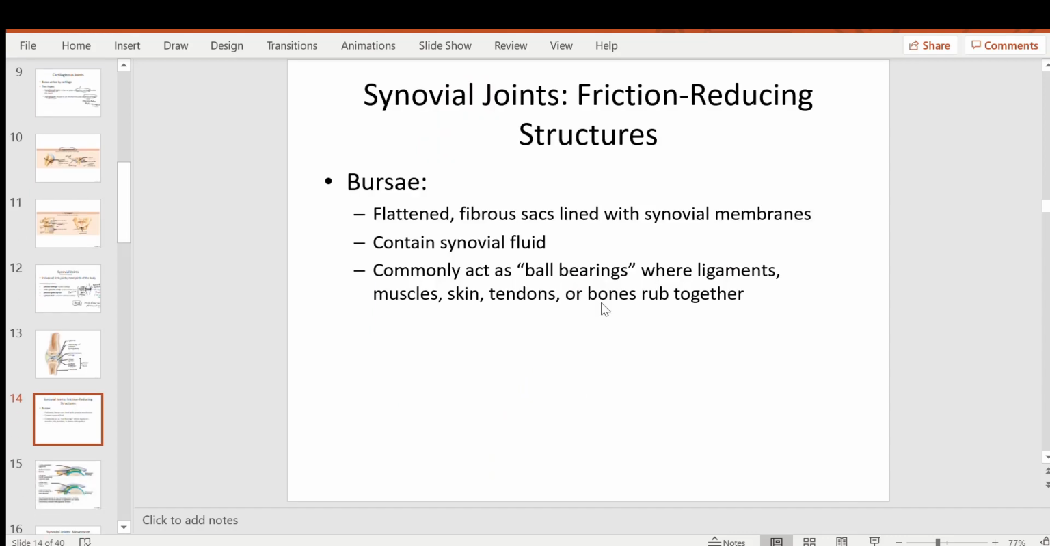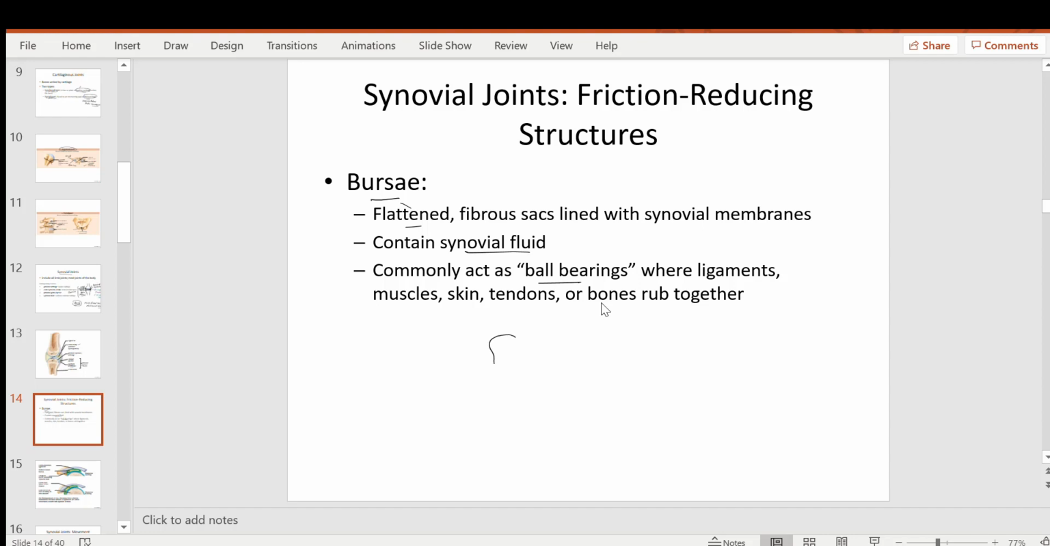So if in your exam I ask you to draw and show the parts of a typical synovial joint, you will show those structures. Now bursa, as I mentioned, are flattened membranous sacs, and they are filled with what? Fluid. So they are also filled with synovial fluid, and they act as ball bearings, reduce the friction, and increase the mobility.